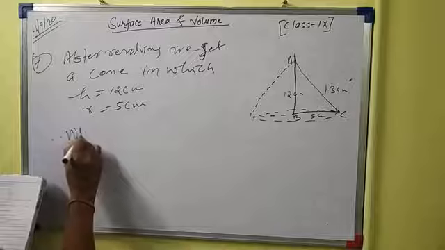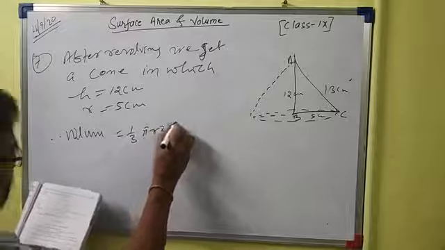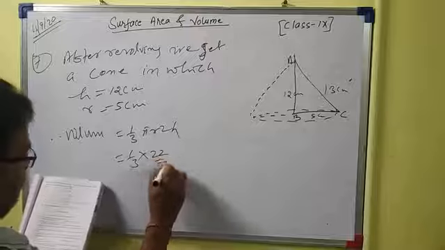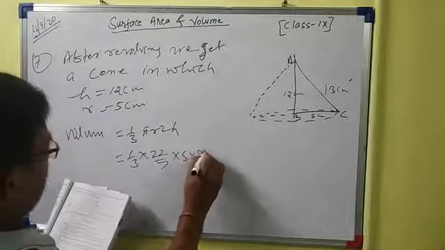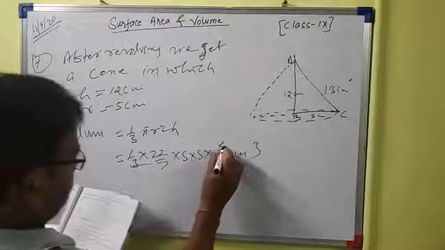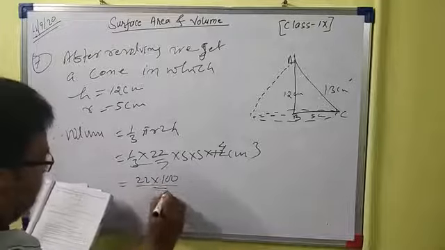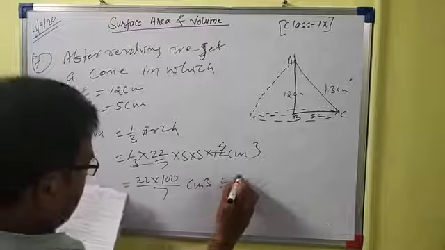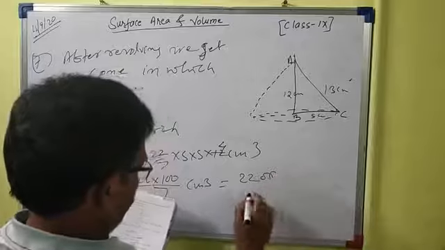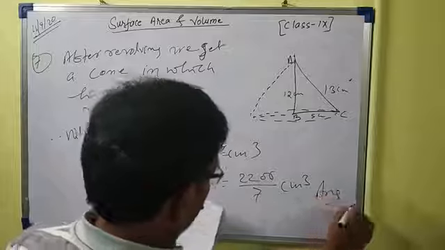Therefore, volume equal to 1 by 3 pi r square h, 1 upon 3, 22 by 7, 5 into 5 into 12 cm cube. This is 4, 22 into 100 by 7 cm cube equal to 2200 by 7 cm cube. Answer.